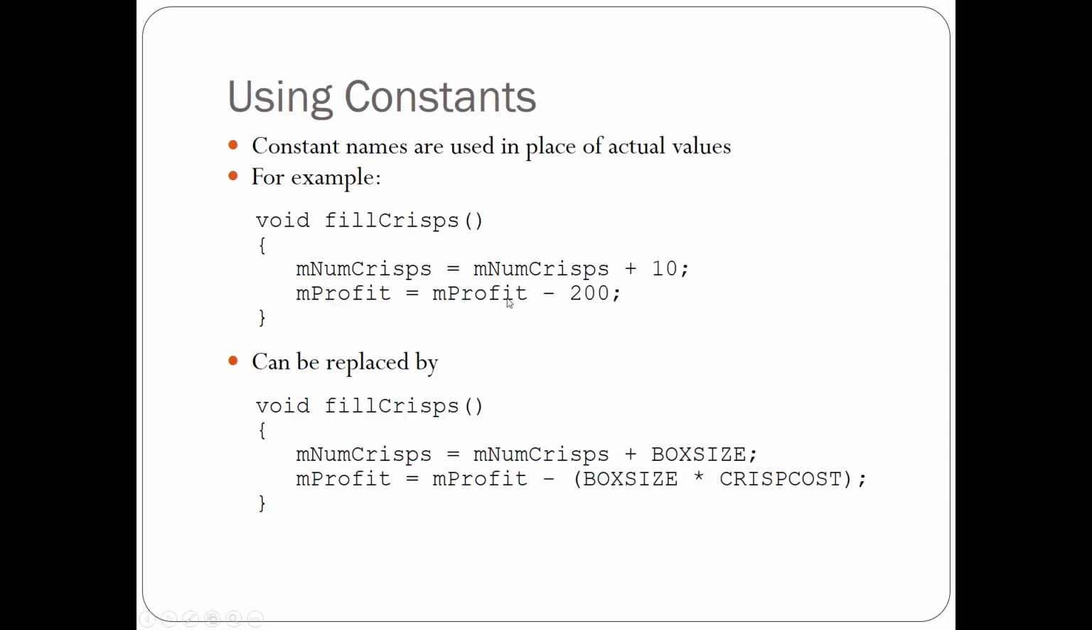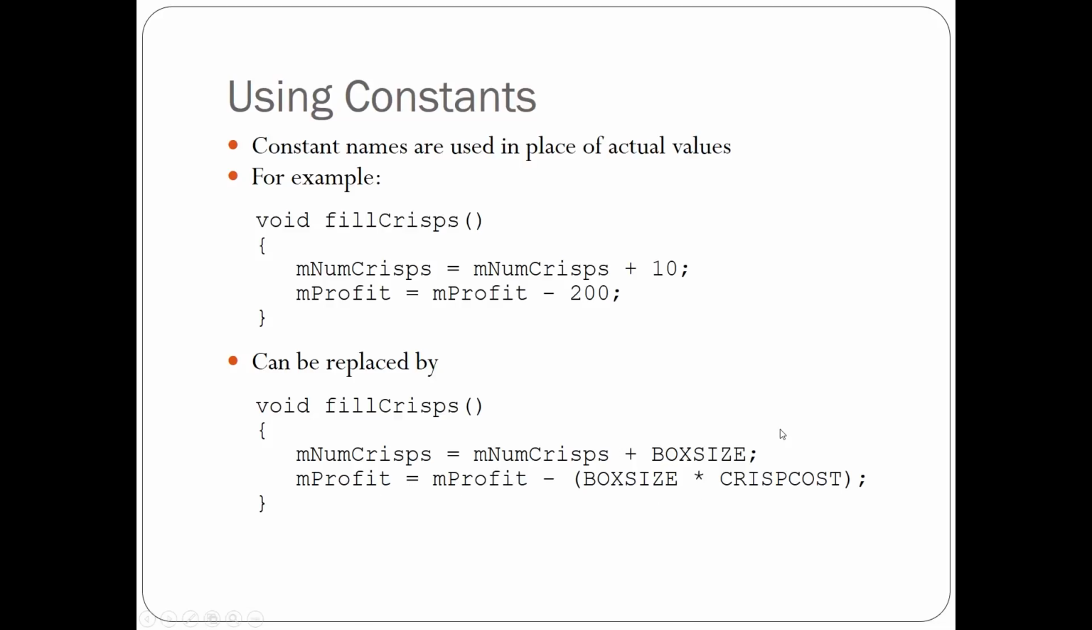When we're changing the value of profit, when we fill or put 10 packets of crisps in a machine, we would remove 200 pence or £2 from the profit because it's 10 lots of 20 pence. Instead of doing that, what we would do in this example is multiply a constant of box size, which is 10, by a constant crisp cost, which is 20, multiply those together, and then take them away from the profit in the same way.